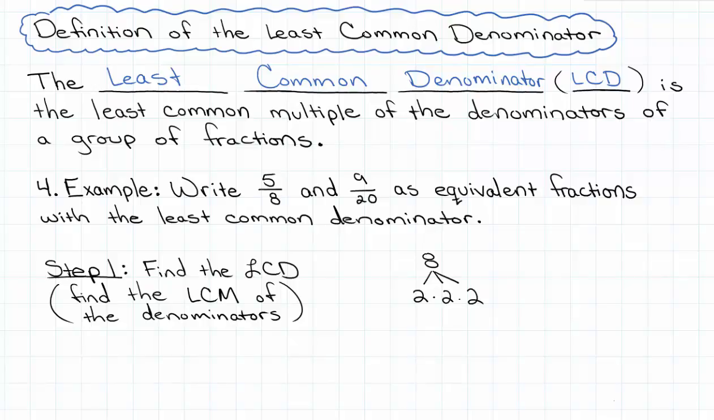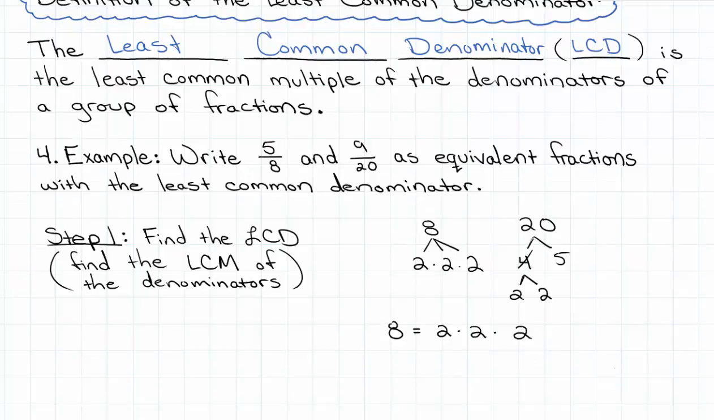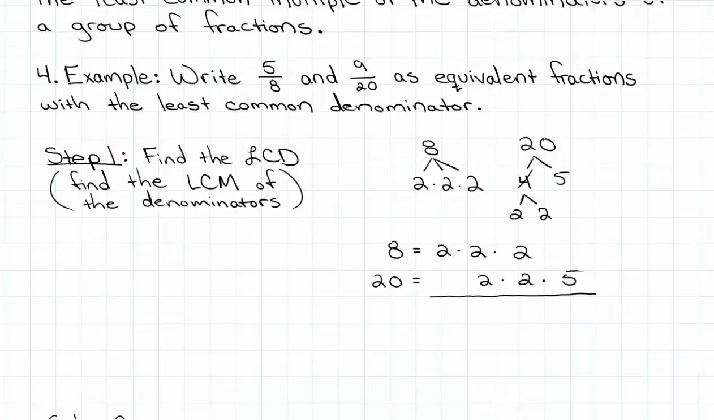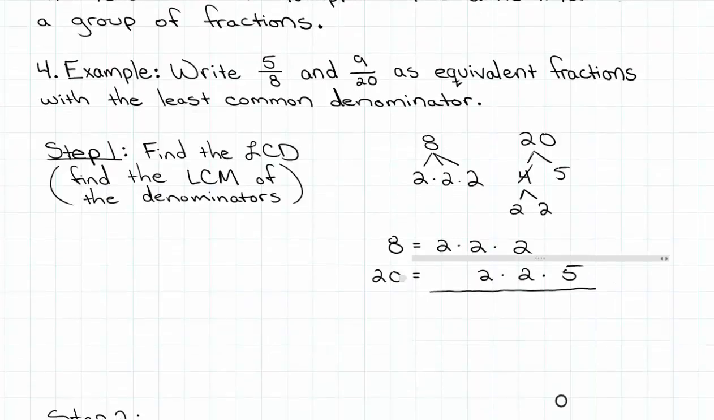Let's factor out 8. I already know that the prime factorization of 8 is 2 times 2 times 2. The prime factorization of 20, first I'm going to factor into 4 times 5, and then 4 factors into 2 times 2. Now I'm going to take these two prime factorizations and compare them. 8 is equal to 2 times 2 times 2. And then underneath it, I'm going to put the prime factorization of 20, which is 2 times 2 times 5. I'm going to vertically align any common factors that they have. I notice that they have 2 common factors of 2, so I'm going to circle those.